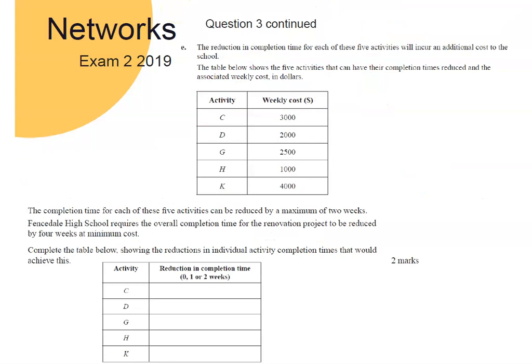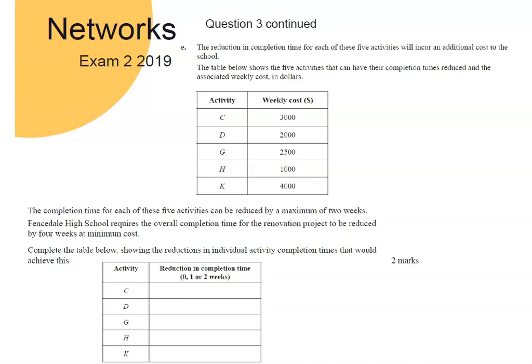Okay, and so the final question that we're looking at is a continuation of this crashing. Now, as always, the most challenging part, we're looking at a cost associated with each of those activities, and the cost for each activity is different. So now we've got the 5 activities, and to have their completion times reduced is associated with the cost given in the table. So for each week taken off activity C, it will cost us $3,000, $2,000 for D, and so on. The completion time for each of these 5 activities can be reduced by a maximum of 2 weeks.